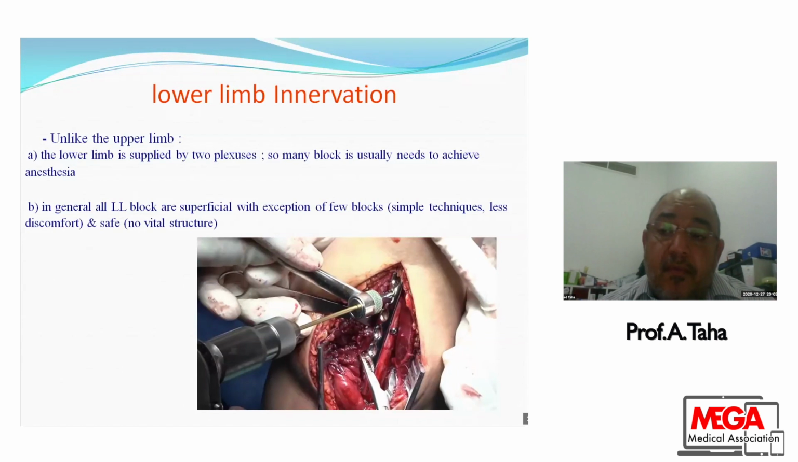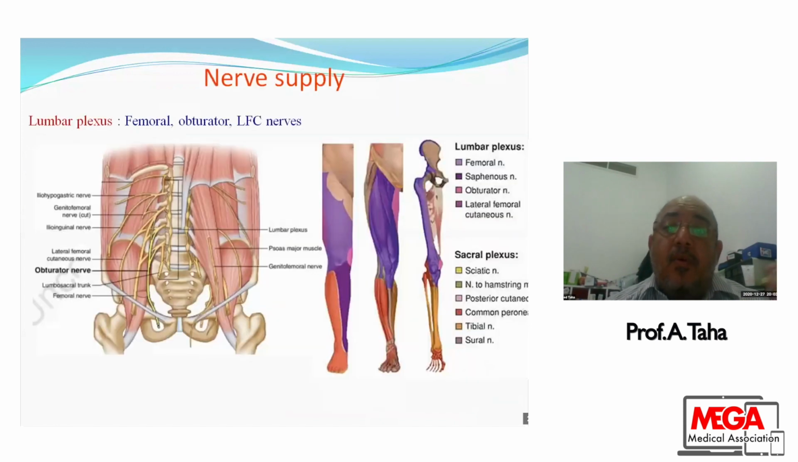But all other blocks of the femoral, obturator, cutaneous, as we saw yesterday, all of them were superficial. The lower limb is supplied by the lumbar plexus and by the sacral plexus. The lumbar plexus, as you see here, is inside the psoas muscle. This is the psoas muscle. If you dissect the psoas muscle, you find the lumbar plexus inside.